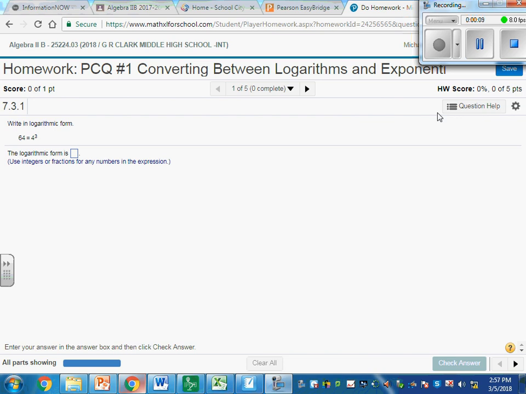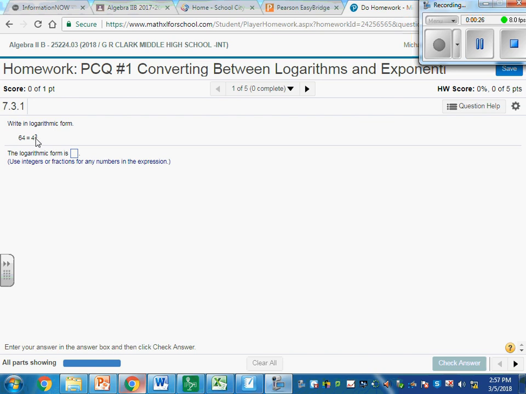Before I leave, I thought I would do a quick MathXL tutorial so you're not getting frustrated as to, okay, how do you actually enter answers on MathXL for this logarithm stuff? So let's take a look at our first problem here.